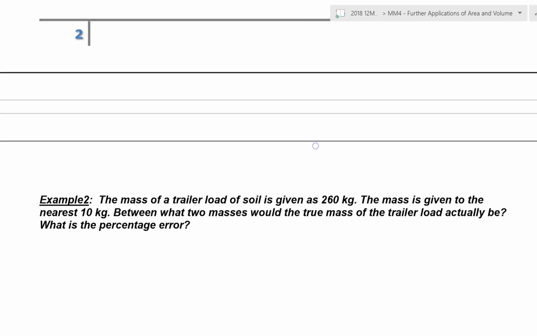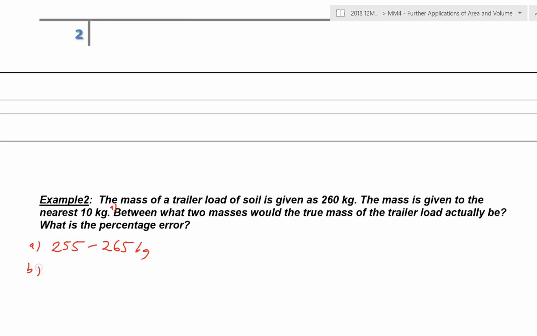Now, I've got another example here. Massive trailer load of soil, 260 kilograms to the nearest 10 kilograms. What's the absolute error going to be? Plus or minus 5 kilograms. Did I say kilometres? Kilograms. Half of the smallest thing we can measure. We can measure in 10 kilograms, so it's half of that. So, between what two masses would the trailer load actually be? It's between 255 and 265 kilograms. That's part A there.